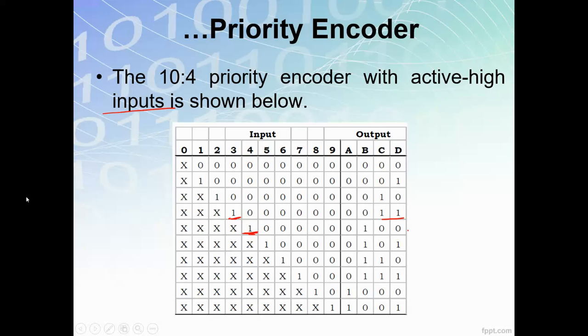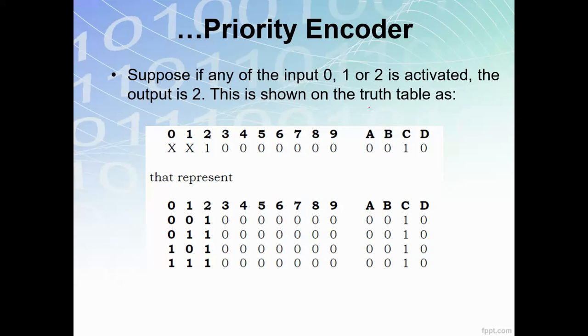Because an encoder handles one input at a time. But if you have many inputs, like 10 inputs with 4 outputs, there is a possibility you press more than one. So therefore the parity encoder will choose the highest number as the output of the encoder. Suppose if any input 0 or 1 or 2 is activated, then the output is 2.